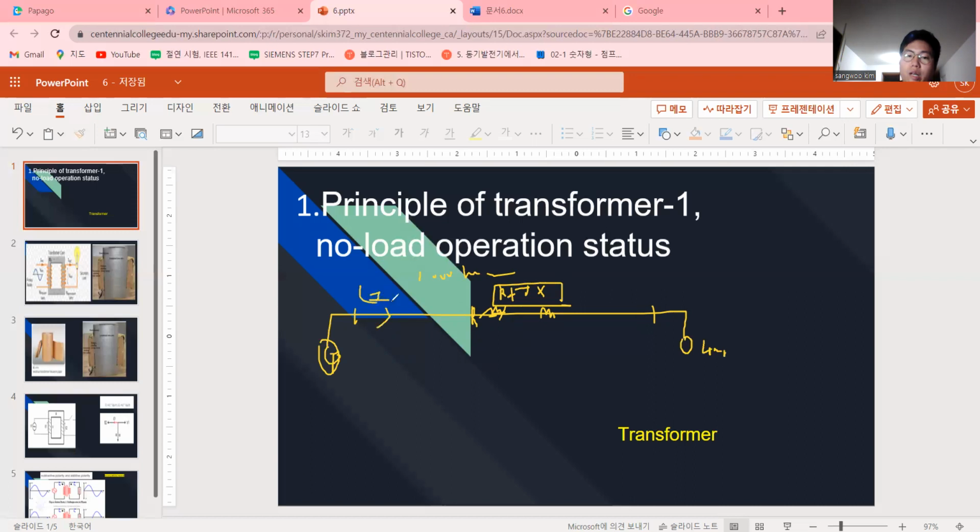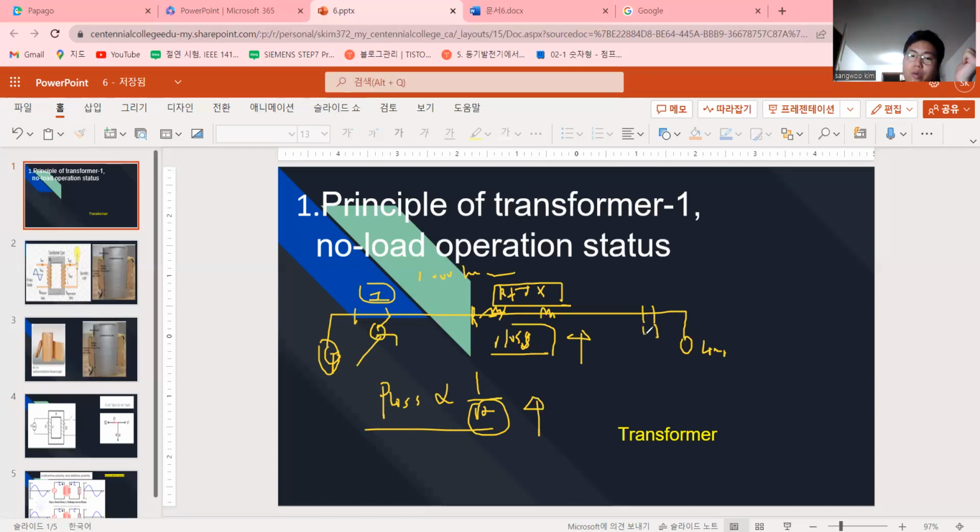So if the current goes high, the line loss is really big. The line loss, P loss, is proportional to 1 over V squared. That's why we increase the voltage. So we generally step up from here, and then we step down near here.